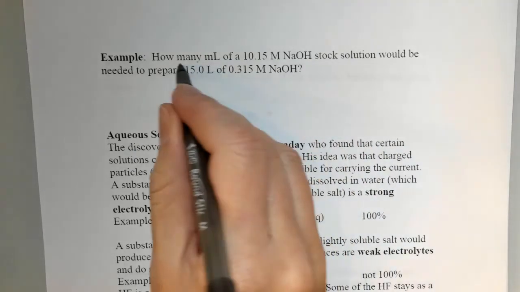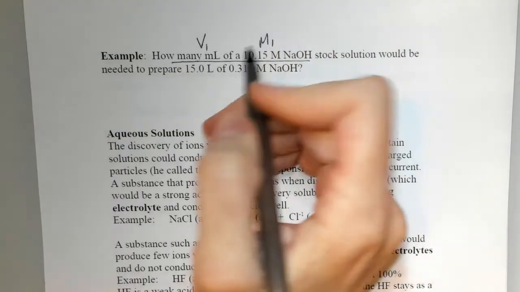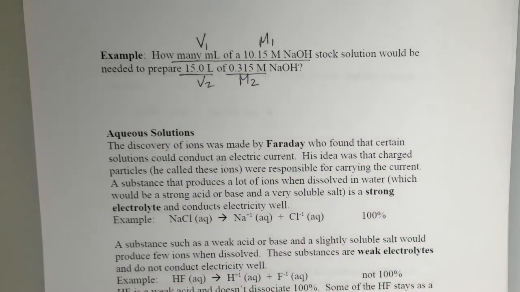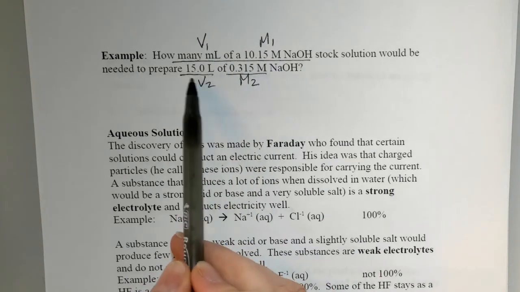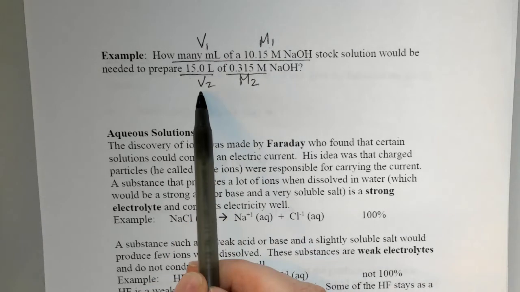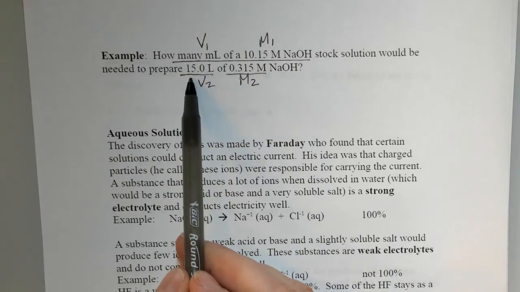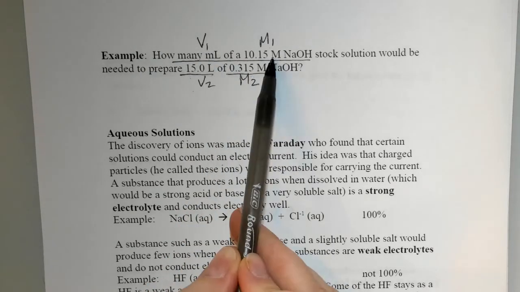So what we're looking at is we want how many milliliters of a 10.15 molar sodium hydroxide stock solution. So this is my initial concentration, and my initial volume is what I'm solving for. And I'm looking to make 15 liters of a 0.315 molarity solution. As long as you keep your pairs together, this volume goes with this molarity and this volume goes with this molarity, it wouldn't matter if you had this as V2 and M2 and the other one as V1 and M1. Your pairs just have to be correct. So 15 liters of 0.315, that's a set, and unknown milliliters of 10.15, that's another set.